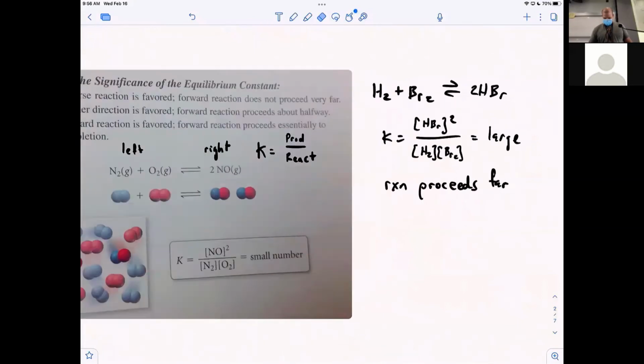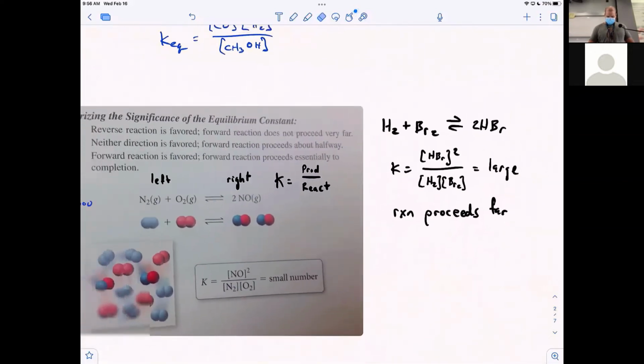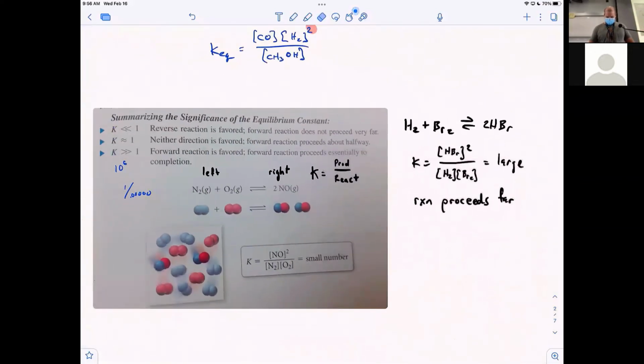But okay, another reaction that proceeds farther right: hydrogen plus bromine making 2 hydrogen bromides. It's a very high equilibrium constant. Sometimes you'll see an equilibrium written like this, which means that one side is favored. But typically you just see the symbol and you're given a K value, and you, the chemist, need to interpret the K value.